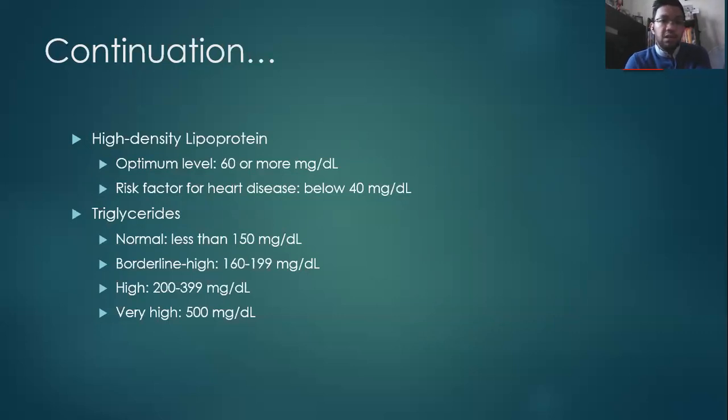For triglycerides, the normal level should be less than 150 milligrams per deciliter. Borderline high is 160 to 199 milligrams per deciliter. Well, for high, it's 200 to 399 milligrams per deciliter. Very high would be 500 milligrams per deciliter. So we should keep our triglyceride levels less than 150 milligrams per deciliter for us to have a healthy heart, healthy coronary arteries.